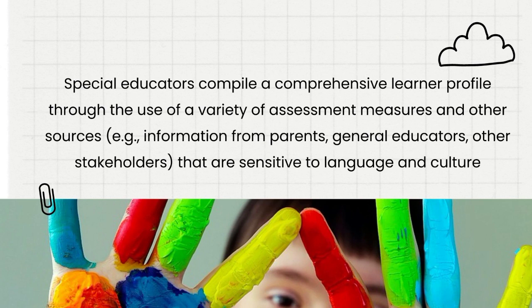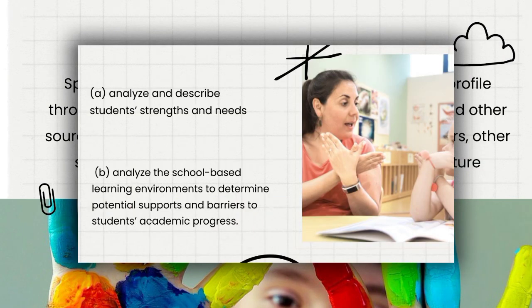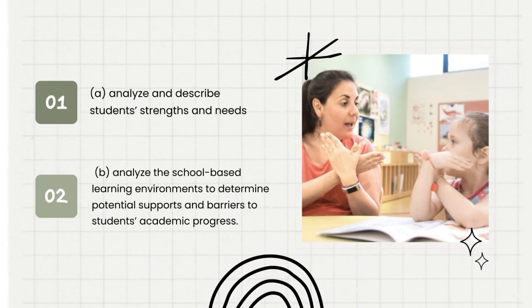For example, information from parents, general educators, and other stakeholders that are sensitive to language and culture to analyze and describe students' strengths and needs, and analyze the school-based learning environments to determine potential supports and barriers to students' academic progress. Teachers should collect, aggregate, and interpret data from multiple sources, for example, informal and formal observations, work samples, curriculum-based measures, functional behavior assessment or FBA, school files, analysis of curriculum, information from families, and other data sources. This information is used to create an individualized profile of the student's strengths and needs.